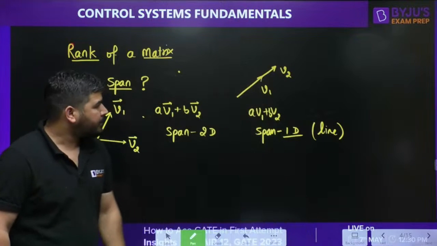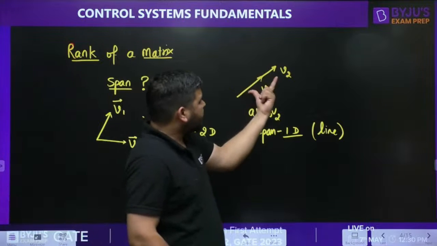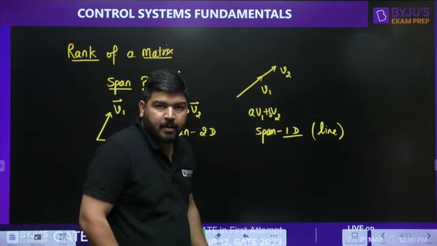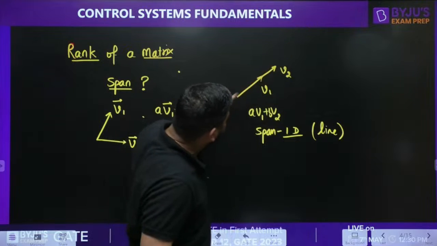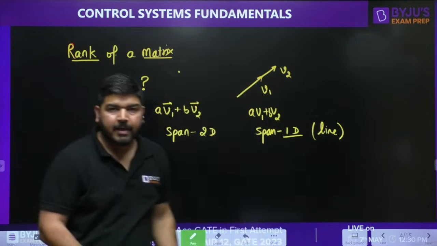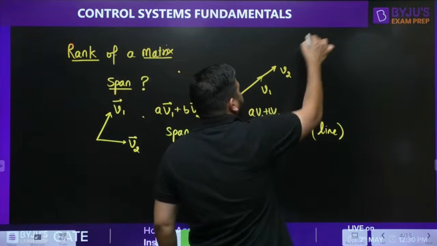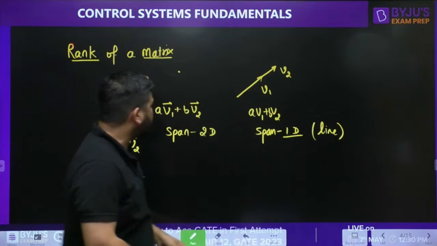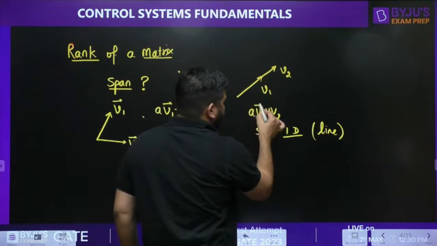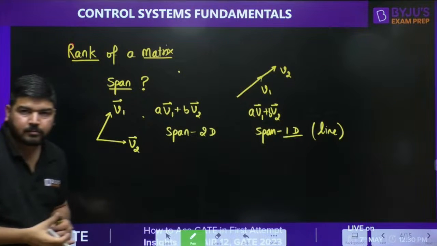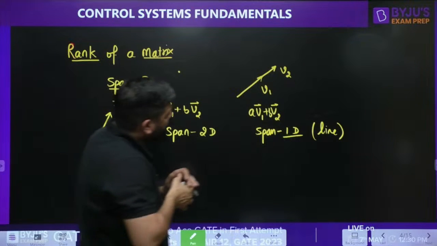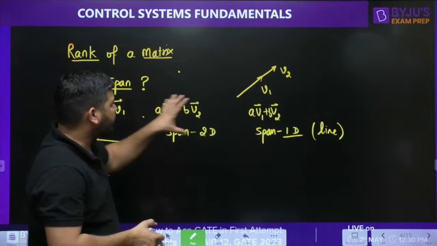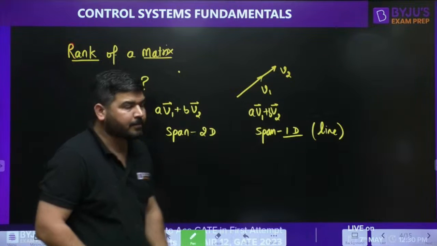It means in this situation, whatever A or B you take, the resultant vector will lie on this line itself. That's why you can only move on this line with the help of linear combination of V1 and V2. So the span is a line only. Now, what is the difference between V1, V2 in these two situations?